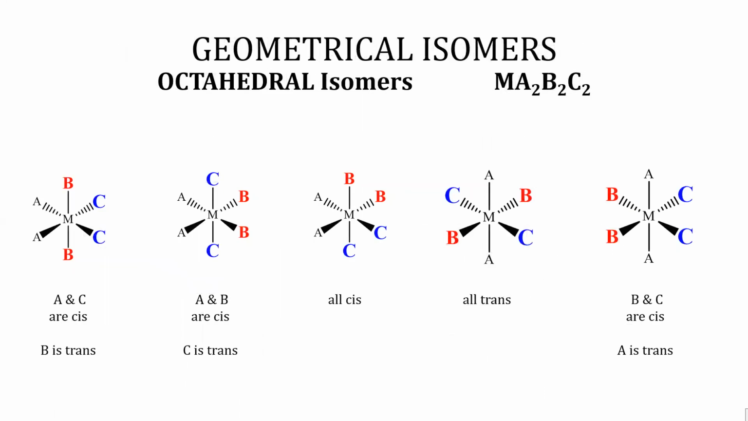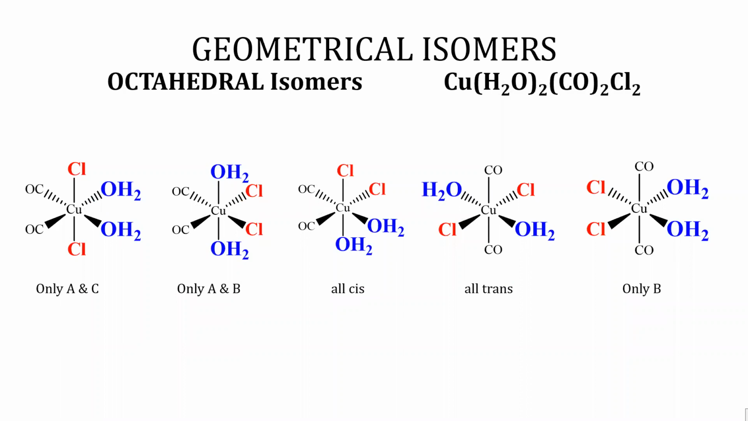Three, Ma2B2C2. This form has 5 total isomers. One isomer is all cis, one isomer is all trans, and 3 isomers are a mixture of cis and trans with respect to the ligand. An example illustrating these 5 different isomers is [Cu(H2O)2(CO)2Cl2].